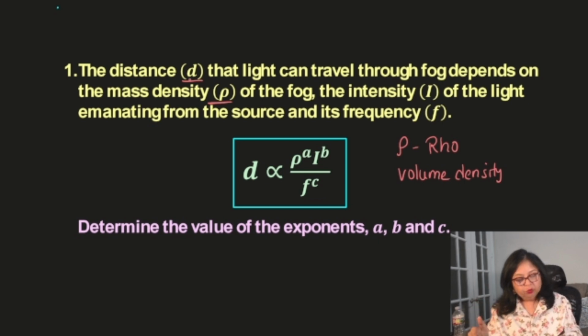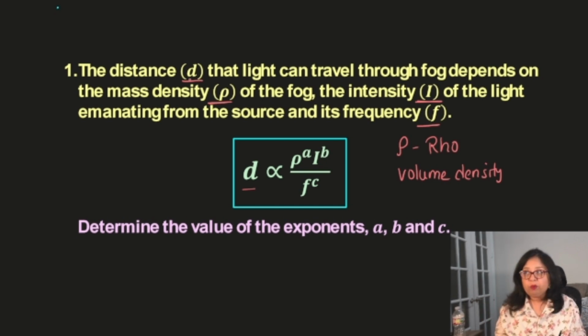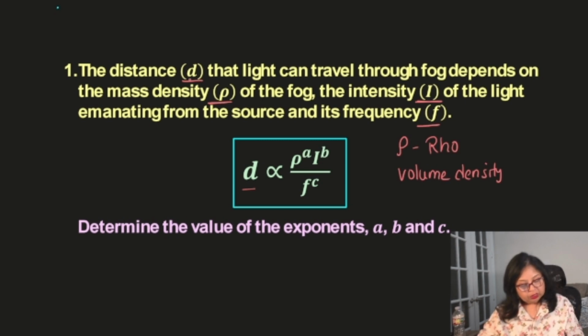Back to the problem, the distance d that light can travel through fog depends on the mass density rho of the fog, the intensity I of the light, and its frequency f. This dependence is given by the boxed relationship: d is proportional to rho to the power a, where rho is mass density, times I to the power b, where I is the intensity of the light, and d is inversely proportional to f to the power c, where f is the frequency. We are asked to determine the values of the exponents a, b, and c.